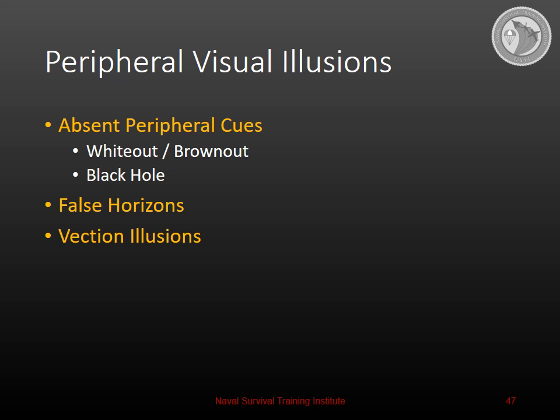Now let's shift to some peripheral visual illusions. In conditions where you are absent peripheral cues, some pretty powerful illusions can set in that really feel like motion or feel like a lack of motion when that's not the case. We'll also talk about false horizons and vection illusions.